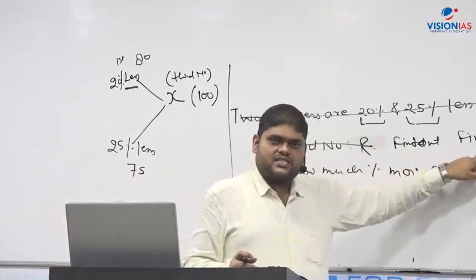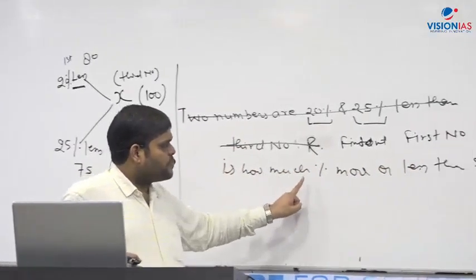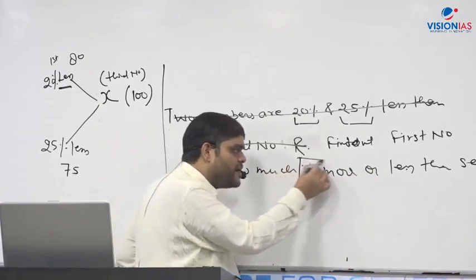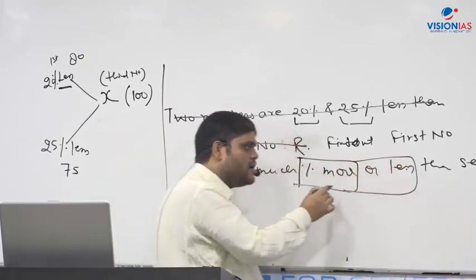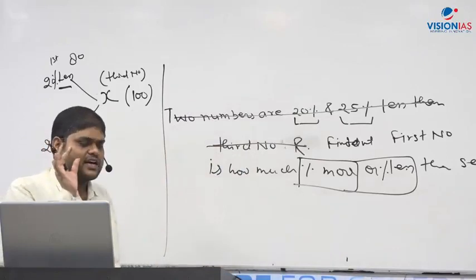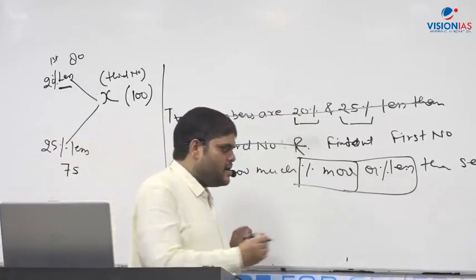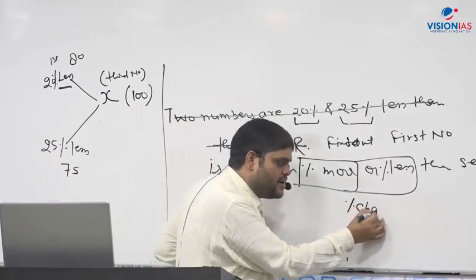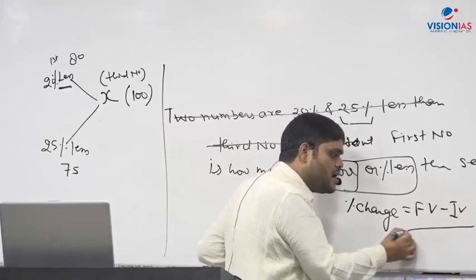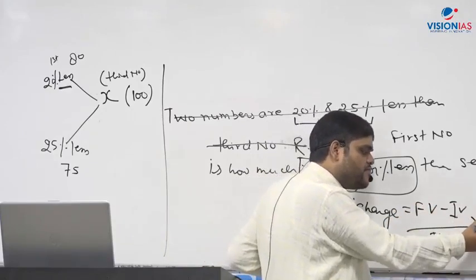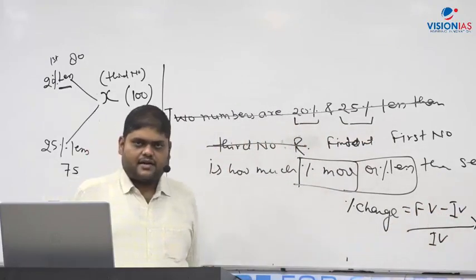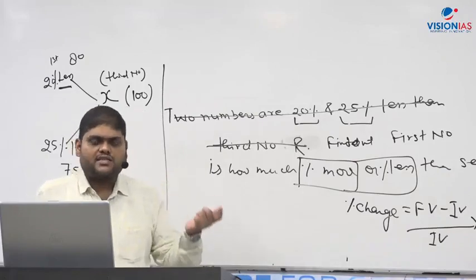Find out first number is how much percent more or less than second number. Come to yesterday's class. Percent of more, percent of less. As soon as this comes, what should come in your mind? That they are asking about percent of change, and percent of change is final value minus initial value upon initial value into 100. Now the question is, what is final value, what is initial value?